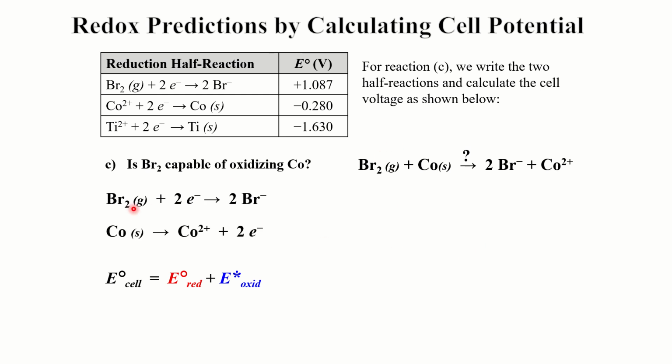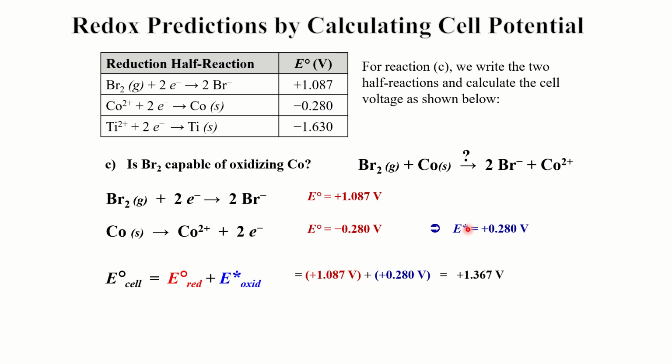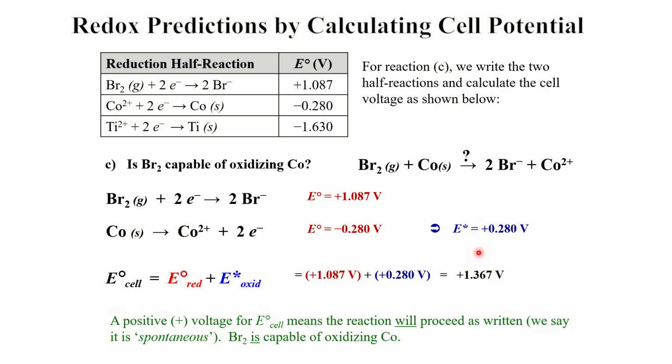So the half reactions going on here are Br2 plus 2e- forms 2Br-. The other half reaction is CO forms CO2 plus, and gives off 2 electrons. So that first half reaction has a potential of plus 1.087. That second half reaction, again, we flipped this half reaction, so we should flip the sign to get an oxidation potential of positive 0.280 volts. And when we add those two values together, we get a cell potential of positive 1.367 volts.